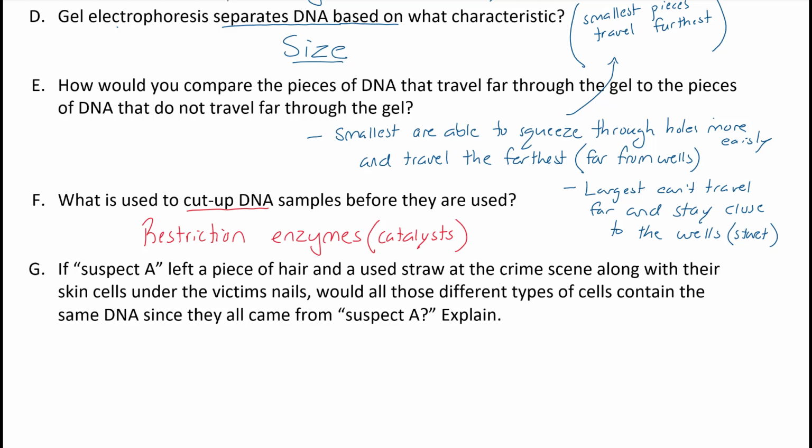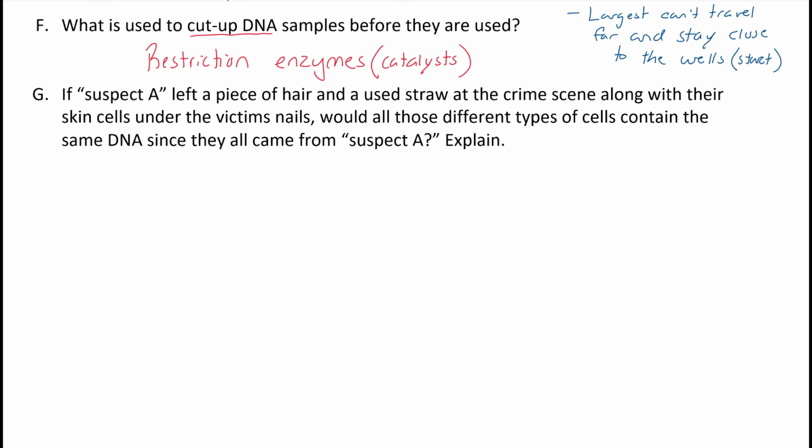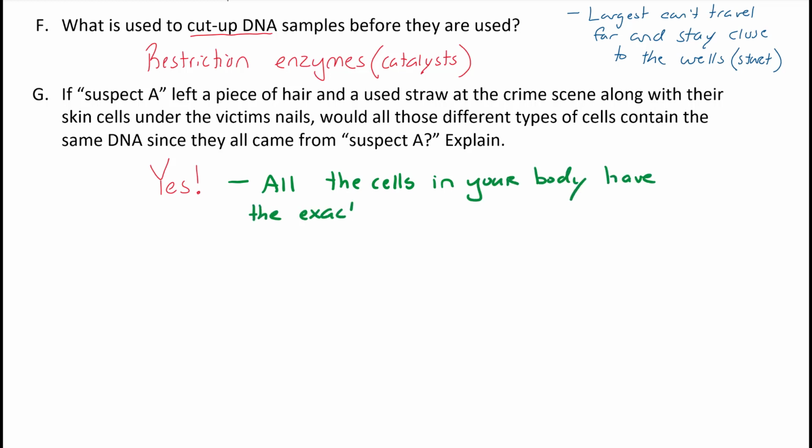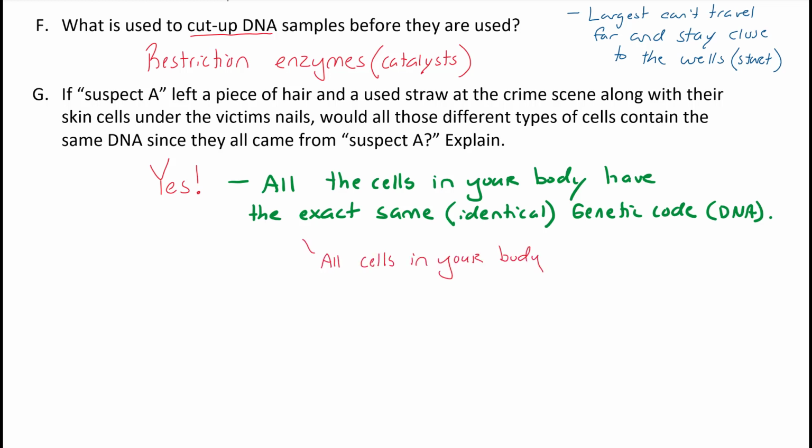This last question, G, if someone leaves a piece of hair, skin, and blood behind, will they all lead back to that one person? Yep. Because all your cells in your body have the exact same DNA. Minus your gametes, of course, they have half your DNA. But all your body cells have the exact same DNA because they were all made by mitosis.